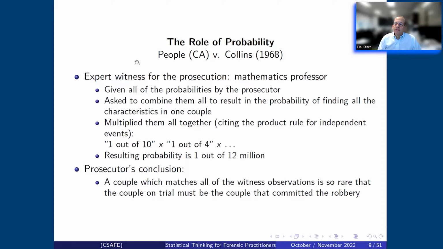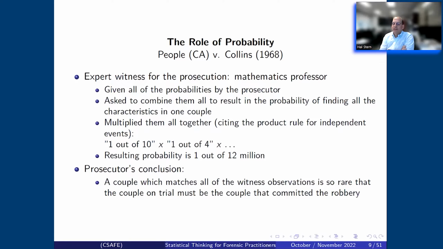And then the prosecutor asked the mathematics professor, the expert witness, to go through some of the rules of probability. In particular, there is a rule that we will cover a little later that says if you have independent events, such as the yellow car being involved in the case and the blonde woman, you can multiply the probabilities to get the probability of multiple things happening.